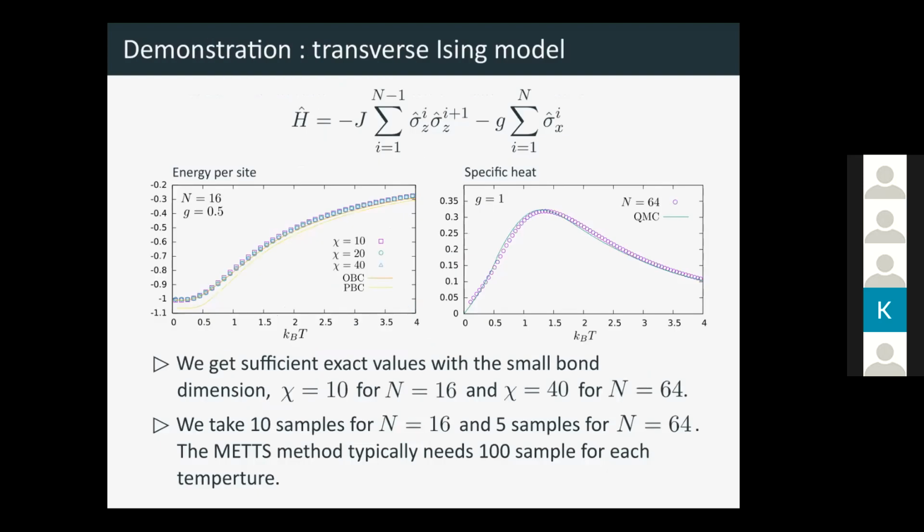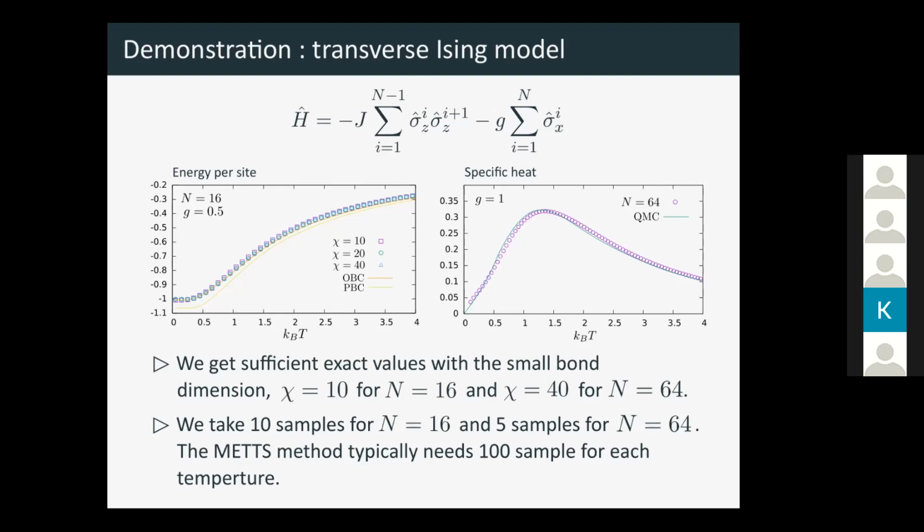So this is the actual demonstration given for the transverse Ising model, which is one of the simplest models and is used quite frequently as a benchmark. We introduced no interaction between the auxiliary systems and the main system. And therefore, the result of the typical MPS method agrees well with that of the open boundary condition system. With small bond dimension, chi equals 10 for 16 sites and chi equals 40 for 64 sites, we already get sufficiently exact values. We take 10 samples for 16 sites and 5 samples for 64 sites. And so the number of samples in the typical MPS method is much smaller than the other methods.